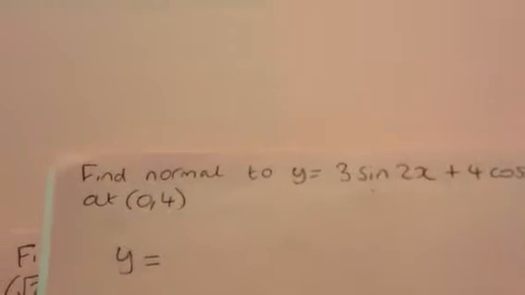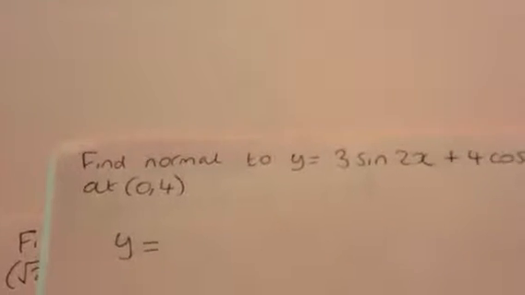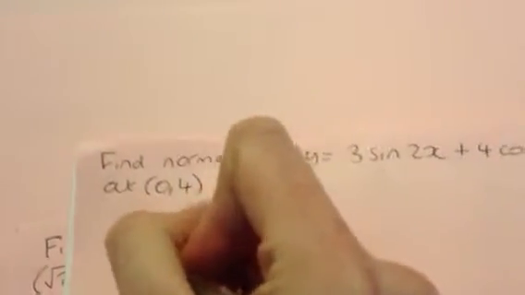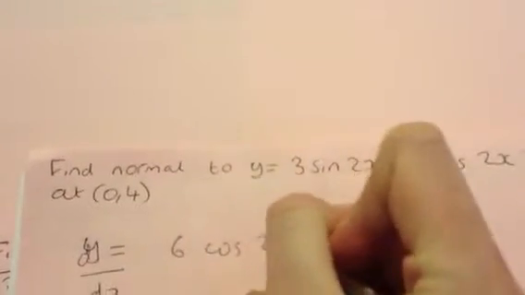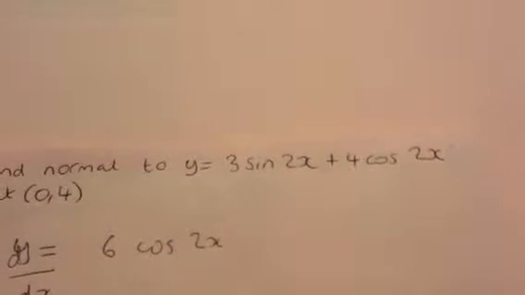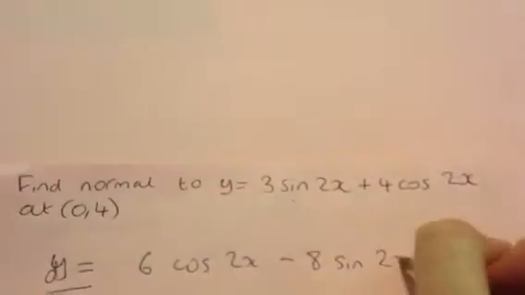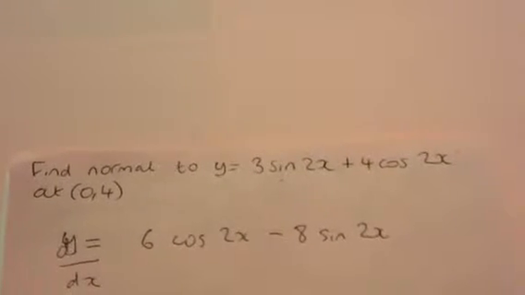So 3 sine 2x, some people get this confused with chain rule, because it is, some people would put sine and a cos in the answer, but it seriously just goes to 6. So dy over dx, if we're differentiating, is 6 cos 2x, and we're differentiating 4 cos 2x, so that will go to minus 8 sine 2x. So sine goes to cos, but times it by 2. Cos goes to minus sine, but again times it by 2.